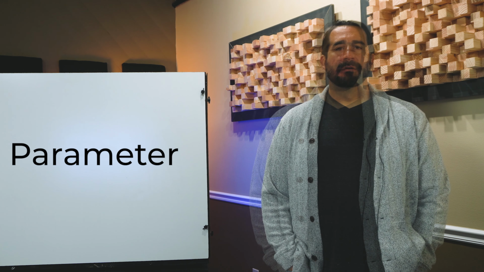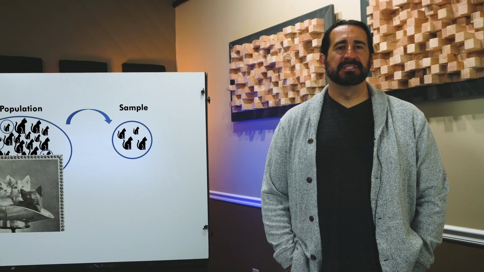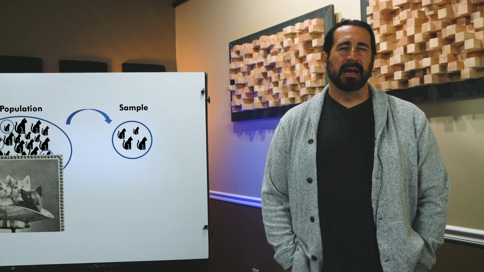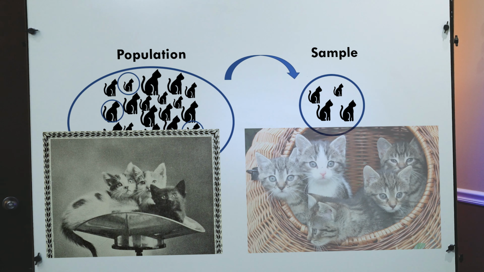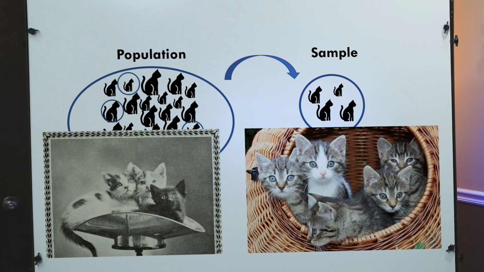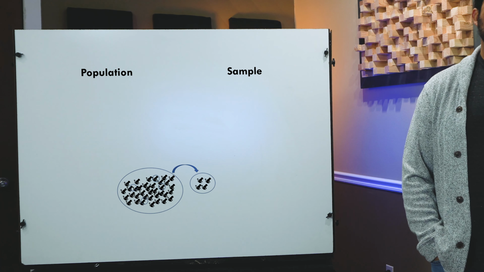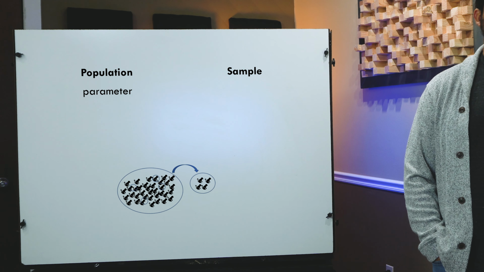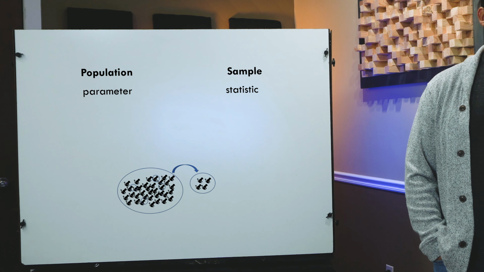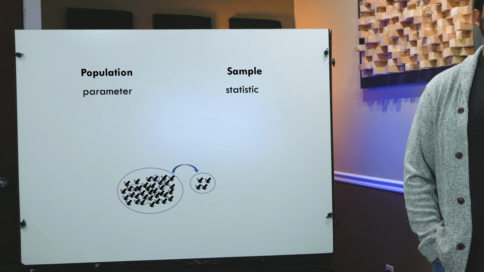The average weight from this calculation would be a parameter. However, since I'm limited on time and just want to get a good approximation, I might randomly select 20 or so and weigh them, find their average, and this should be a pretty good approximation. The average weight when doing this calculation is called a statistic. With the population, when we calculate a measurement, it's called a parameter. With the sample, when we do this, it's called a statistic.